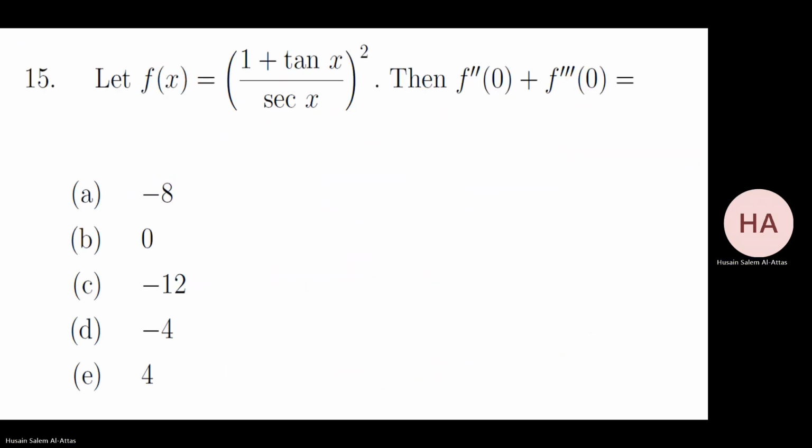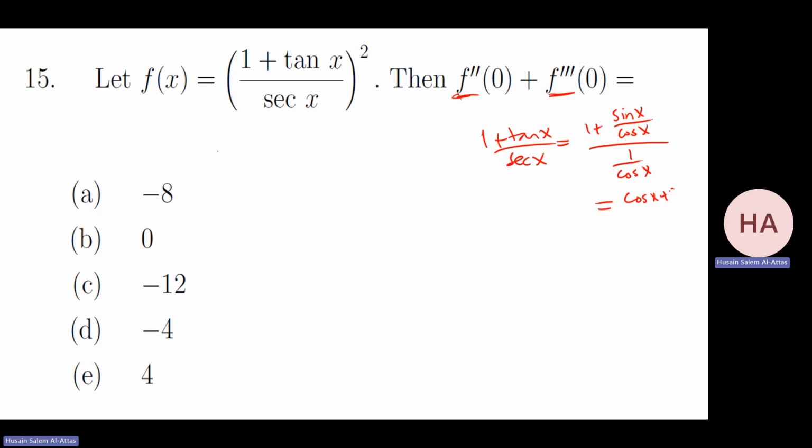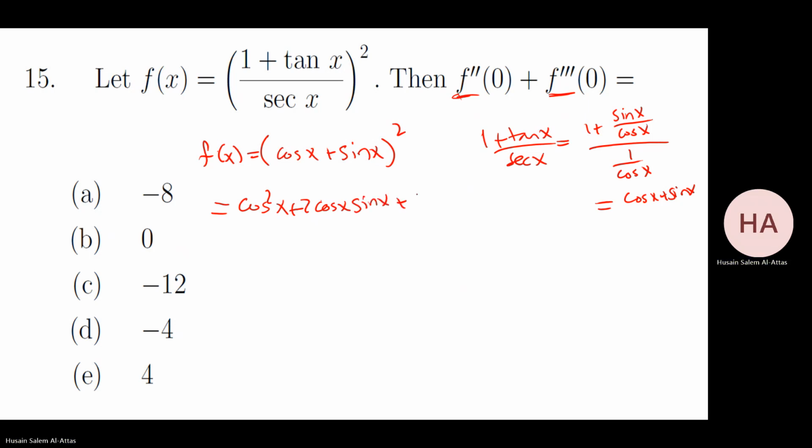OK. You want the second derivative and the third derivative for this function? Yeah, I'll do these two, then we'll stop. First, simplify it. If we don't simplify it, you will be struggling. This one, notice 1 plus tan x over secant x is 1 plus sine over cosine over 1 over cosine, and that's only cosine plus sine. So f of x is cosine x plus sine x, squared. And that is cosine squared plus 2 cosine sine plus sine squared, which is 1 plus sine 2x.